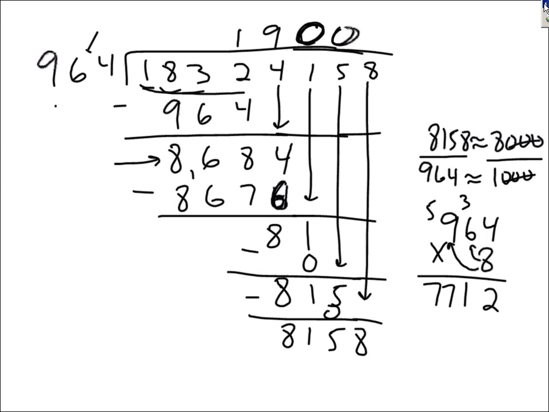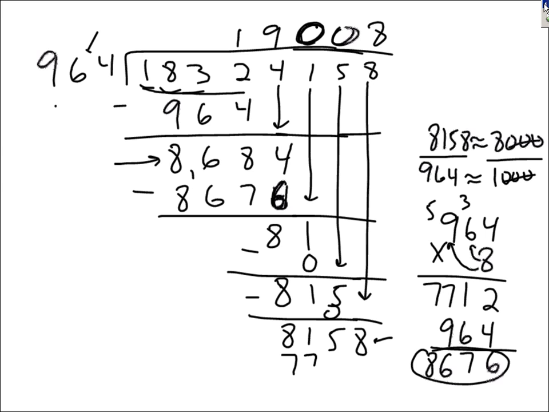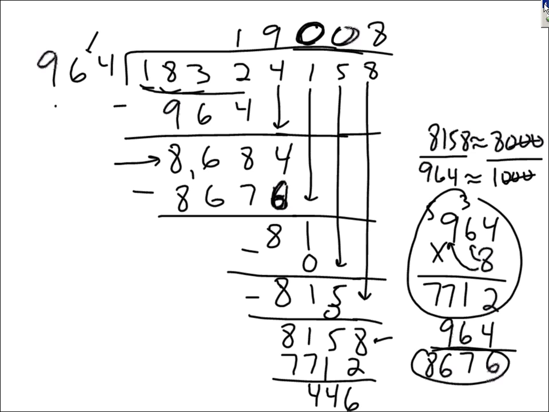Okay, you may say, well, I could have tried 9 times 964. That is, you add 964, and you'll get 8676. This number is 9 times 964. It's bigger than that number. So we're going to stay with 8. I guess it didn't go evenly. Okay, and then I take away 8 times 964, which is 7712. And we get 446. And that's the remainder.